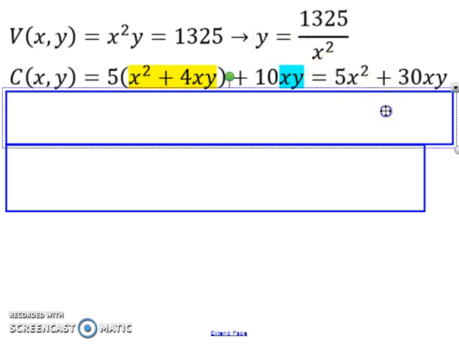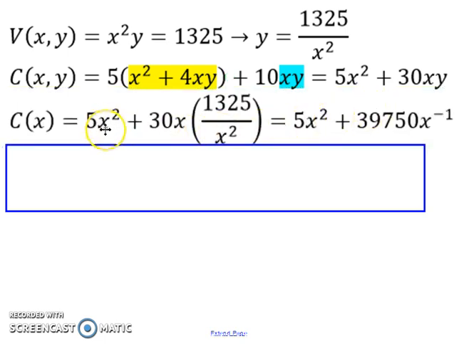So I'm going to rewrite the cost function in terms of x alone. We have the 5x squared plus 30xy. This is y. I replaced it with that. And then I'm going to multiply these together. 30 times 1325 is this. x divided by x squared is x to the negative 1. If you wanted to, you could write an x on the bottom.